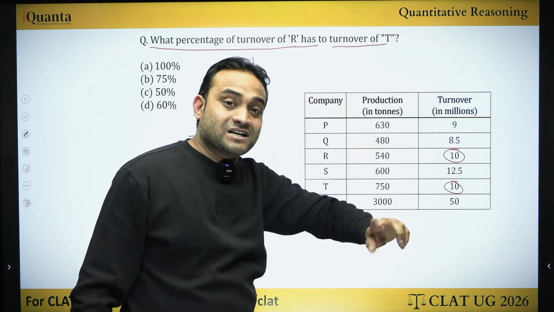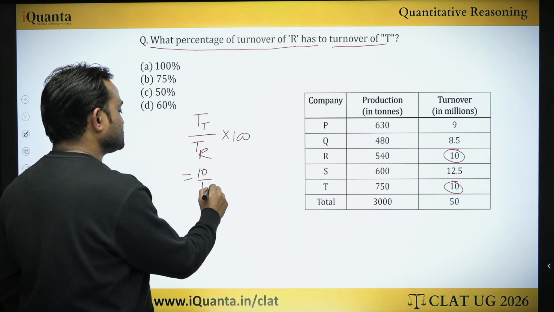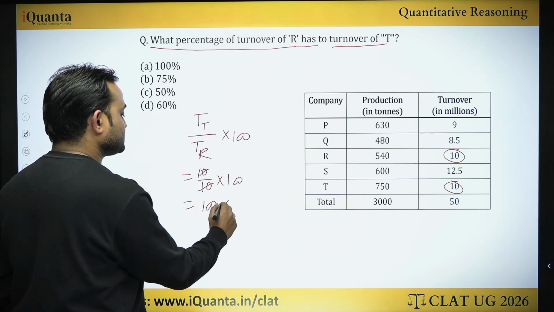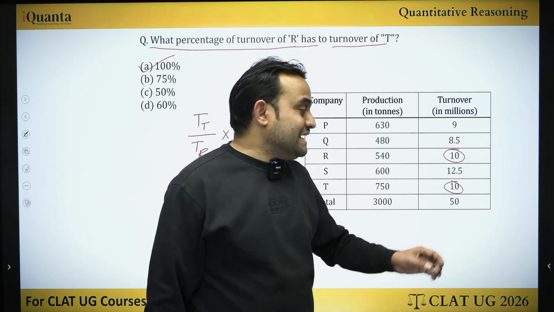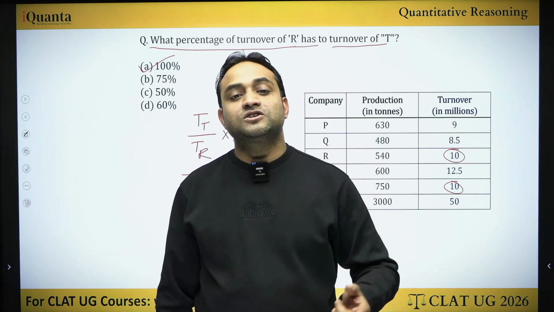So T का turnover R का कितना परसेंट है ना? So this is 10, this is also 10 into 100. So this is cancel out. Our answer is 100%. We could have easily done this, that both of these are equal. So each value is 100% of the other.